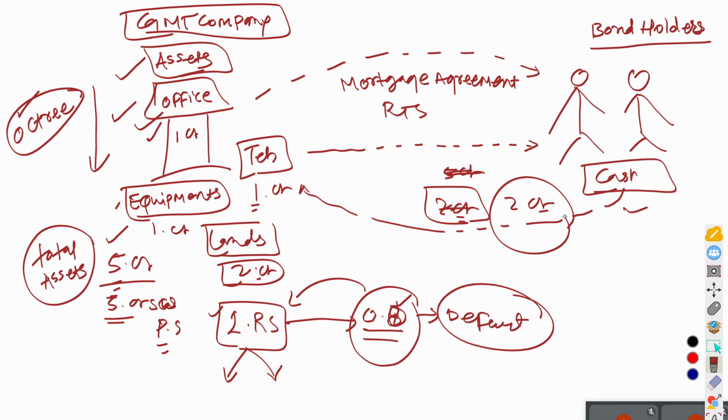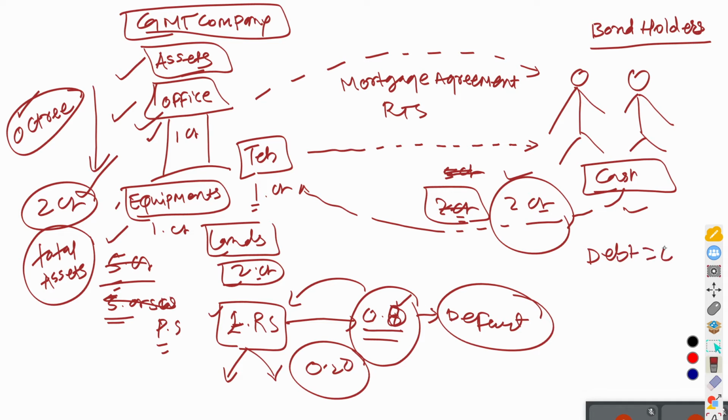How? Let's say the price of a security drops in the market to around 80 paise. So it means the current value of your assets is, instead of 5 crore, 2 crore. So total value per share should be 0.2. And you see 2 crore, which is equivalent to your debt. So here the debt and equity ratio is the same. So it means your business is at risk now.